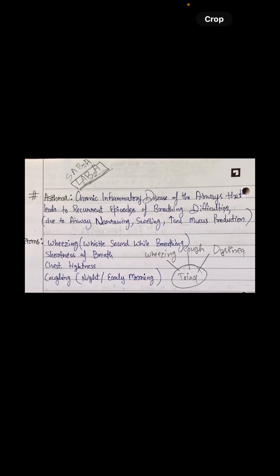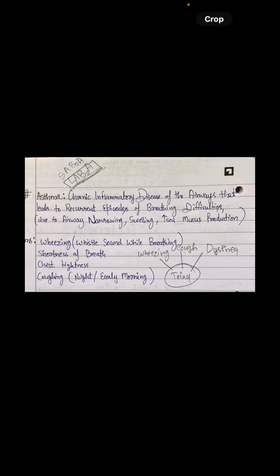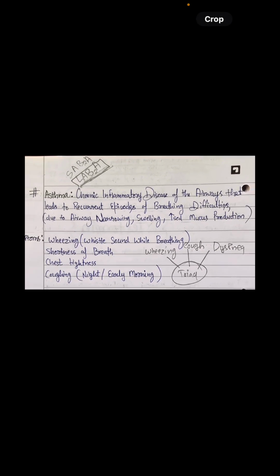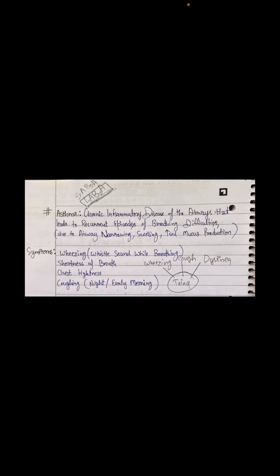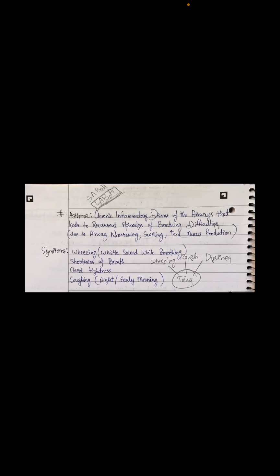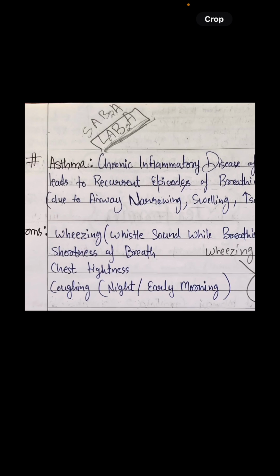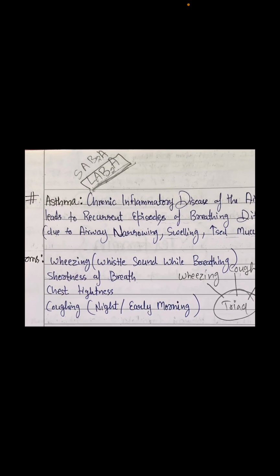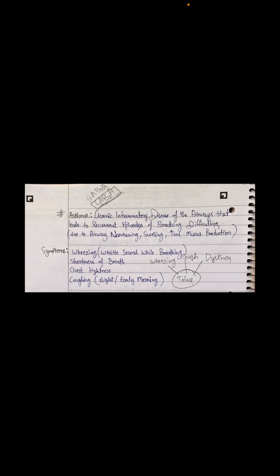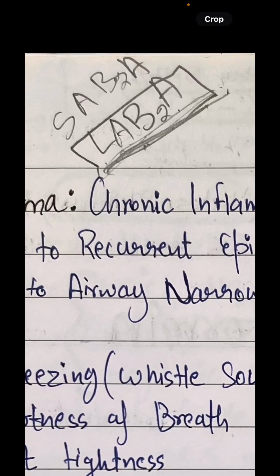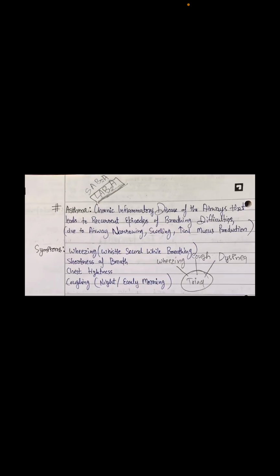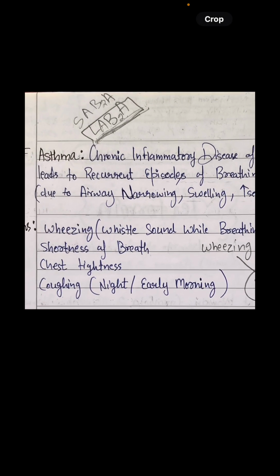Asthma is a chronic inflammatory disease which affects the airways and leads to recurrent episodes of breathing difficulty due to airway narrowing. So we are going to see respiratory symptoms. Remember that asthma is an expiratory dyspnea condition. Some things which we are going to use in this are SABA and LAMA. I'll explain them. We are going to see wheezing in the patient.